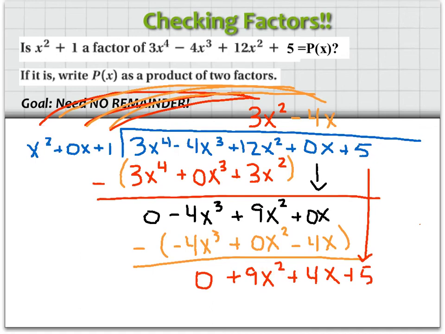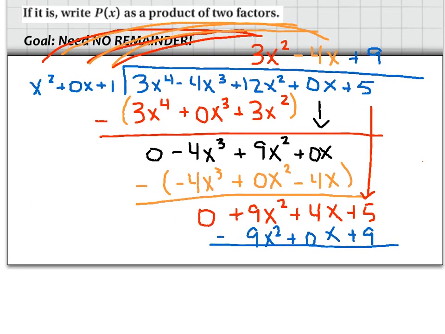Notice how the degrees are the same now, so I still need to keep going. So how many times is x squared going to 9x squared? Well, that's 9 times. Multiplying that back, I get 9x squared plus 0x plus 9. And then I subtract. So subtracting these, 0, I'm going to get plus 4x. 5 minus 9 gives me negative 4. And now you can see that the degree of what's left is smaller than the degree of the divisor, so I know that I'm done.